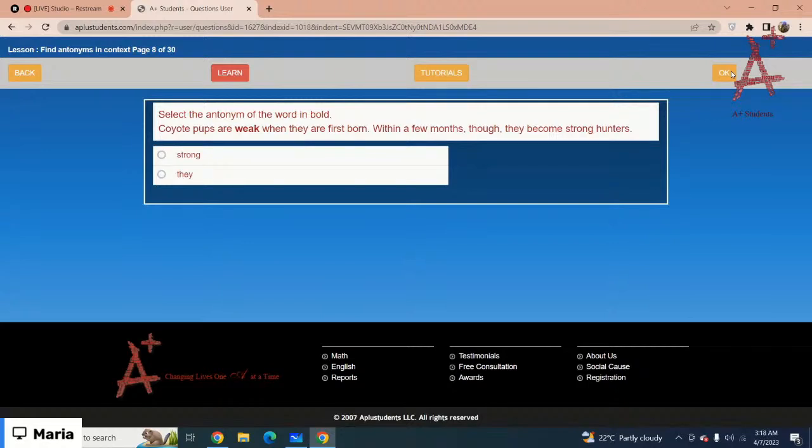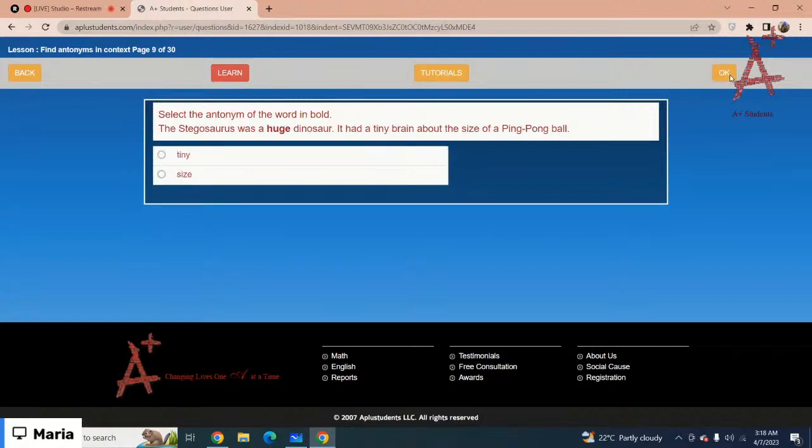Coyote pups are weak when they are first born. Within a few months, though, they become strong hunters. So, which is the correct option? Yes, that would be weak and strong. Got it. So, strong is the antonym of the weak. So, the correct option is strong.